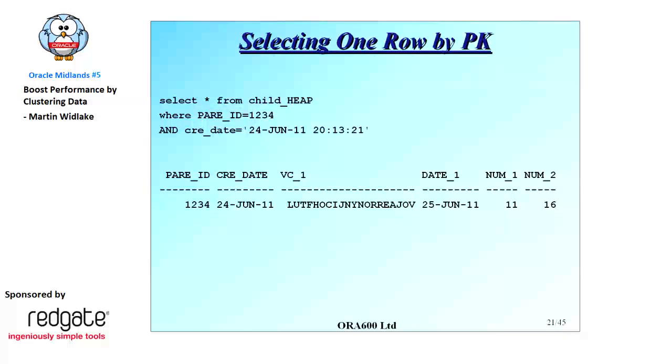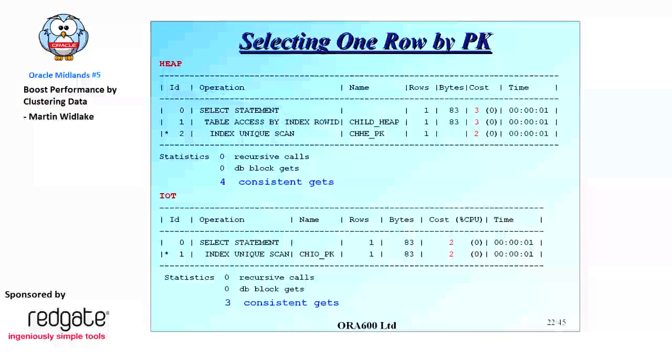Then you just select your data from your heap. This is actually from the heap table I'm selecting from. It's the same statement for the IoT, except it says child IoT. And this is what you get. Unique index scan, go to the block on your row ID, 4 consistent gets. With an IoT, you just go to your index, 3 consistent gets. Just to remind you, the cost is 2, consistent gets is 3.